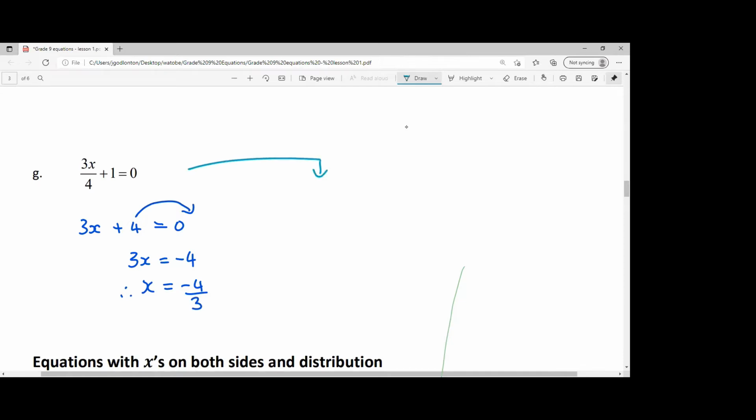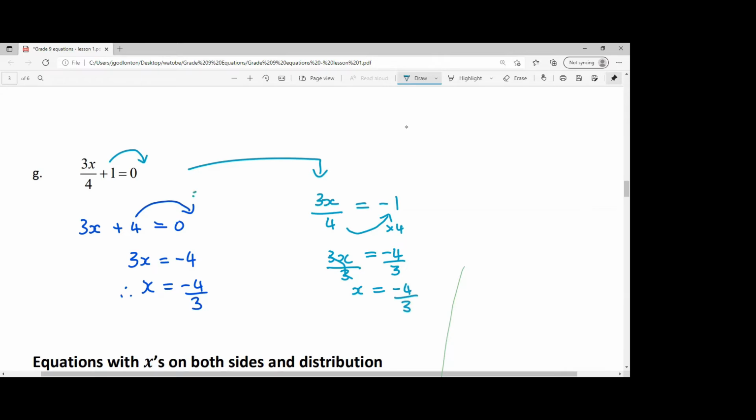Another option for this is we are allowed to first move that 1. So we could say that we have 3x over 4, which is equal to negative 1. And then we can move this 4 up by multiplying by 4. So 3x is then equal to negative 4. And then we divide both sides by 3. So x is equal to negative 4 over 3. So with both of them, we get to the same answer.